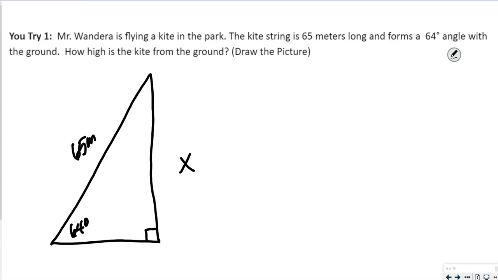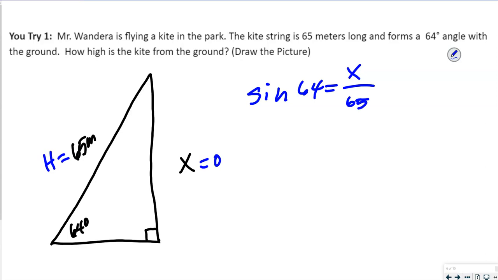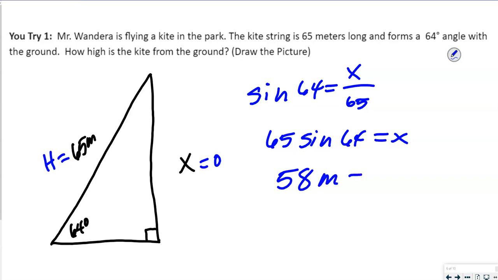So what do we have? We have our hypotenuse right here, because it's opposite the right angle. And then this is opposite. So isn't that going to be sine? It is. So we're going to say the sine of 64 is equal to x over 65. Once again, we multiply both sides by 65, so it gives us 65 sine of 64 is equal to x. That's going to be 58. How high is the kite from the ground? So we're going to say 58 meters. We're just going to round it to a whole meter.